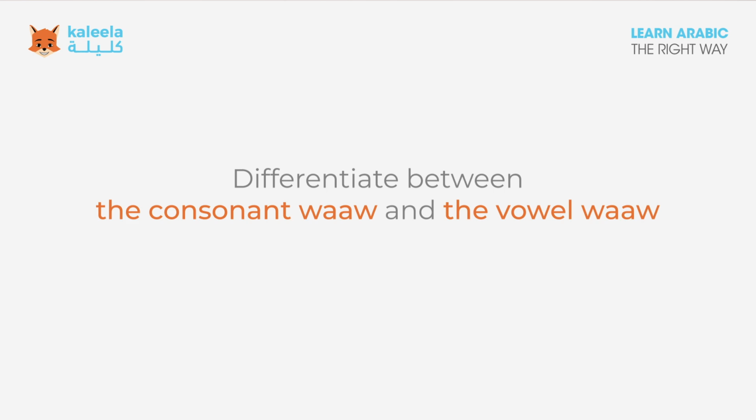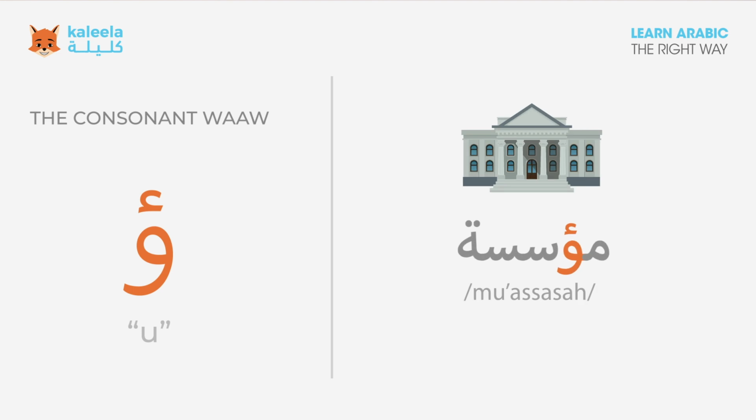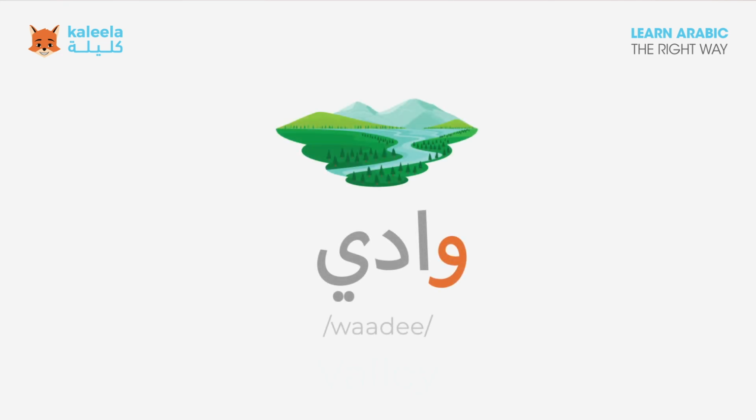waaw. Consonant waaw, when it comes with the mark Hamza on top, it sounds like a short oo. Let's take a look at an example. مؤسسة, which means institution. As you can see, the waaw here looks like the number 9 in English with the Hamza on top of it. Also, the consonant letter waaw is transliterated with a W, as in wadi, which means valley.